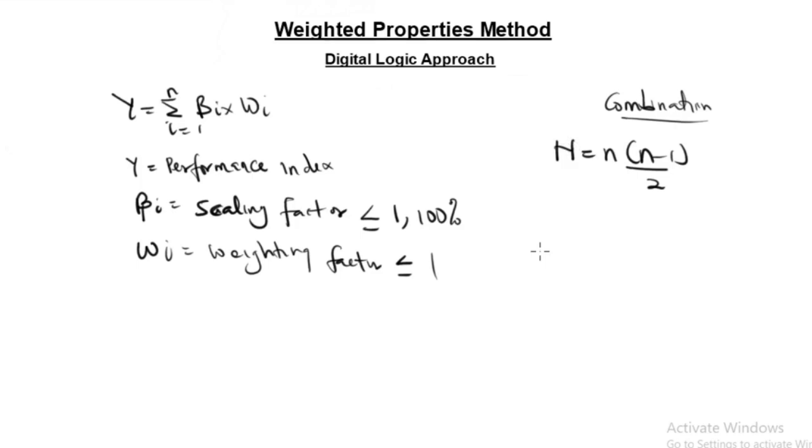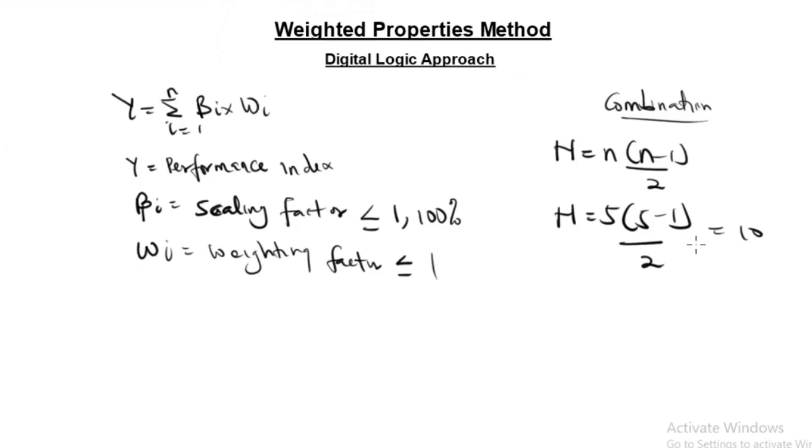So if the number of properties given to you in the question is 5, the combination is N equals 5 times (5 minus 1) divided by 2, which gives you 10 combinations. You're going to solve a practical example and you will know how to do it. After finding the 10 combinations, you go on with your digital logic approach table. The digital logic table helps you to have a positive decision, and through the positive decision, you get your weighting index or weighting factor.